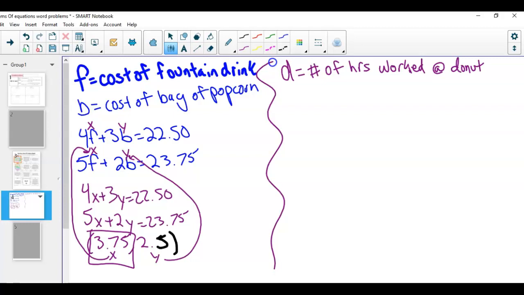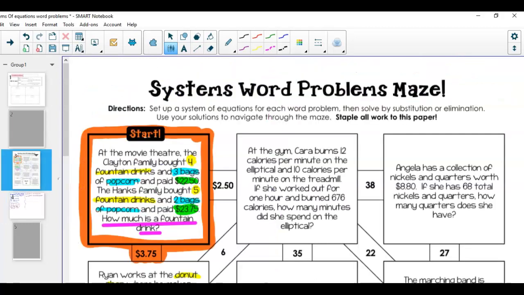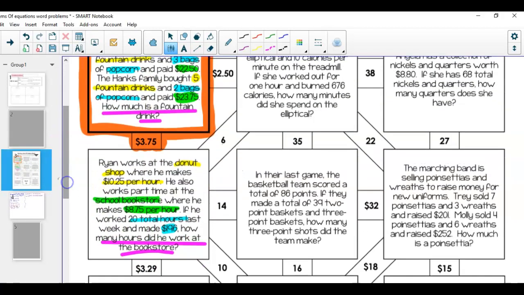I'm not writing complete sentences. And then B can be the number of hours worked at the bookstore. So now we know that. Those are the two things that we don't know. And then looking back, we know these two amounts is what he gets paid per hour. So these two amounts are going to be multiplied to the variables.